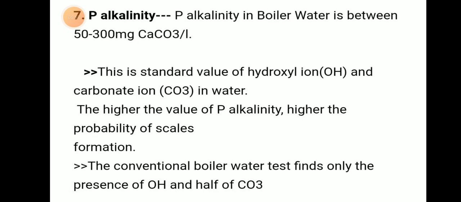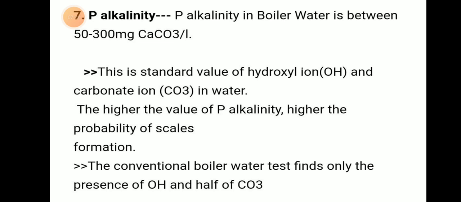P alkalinity. P alkalinity is phenolphthalein alkalinity. Phenolphthalein alkalinity in boiler water is between 50 to 300 mg CaCO3 per liter. This is the standard value of hydroxyl ion and carbonate ion, that is CO3, in water.